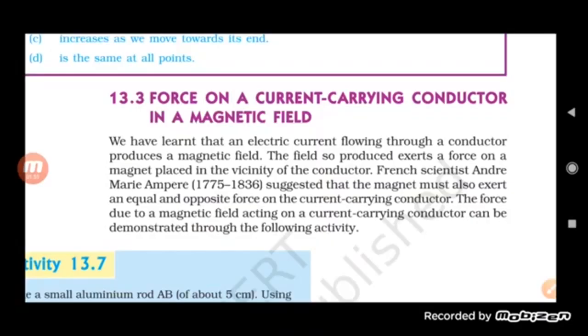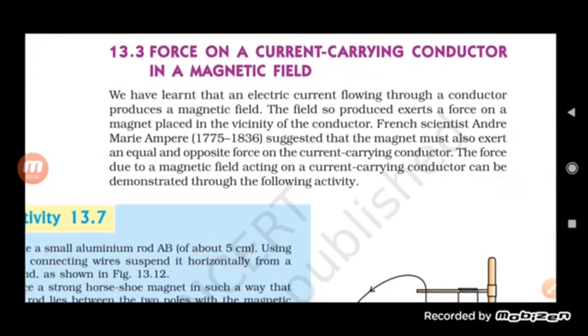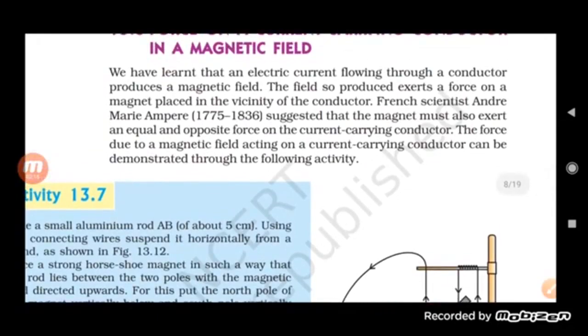Moving on, we will now see what happens when a force acts on a current carrying conductor in a magnetic field, students. So you see, force on a current carrying conductor in a magnetic field. Now we know that when an electric current flows through a conductor, it already produces a magnetic field, and the field so produced exerts a force on a magnet placed in the vicinity of the conductor. Let us see what happens here.